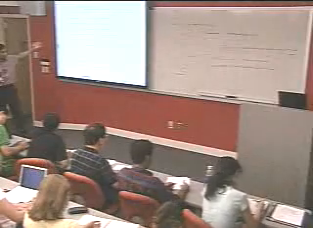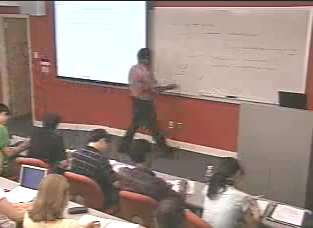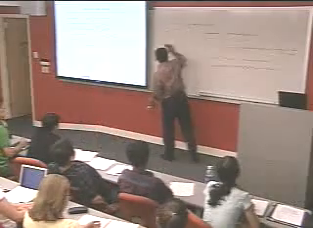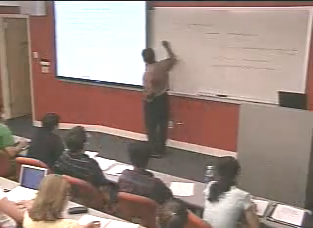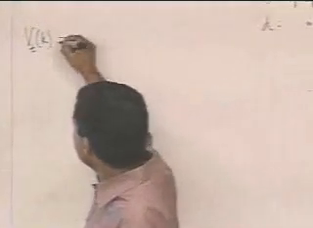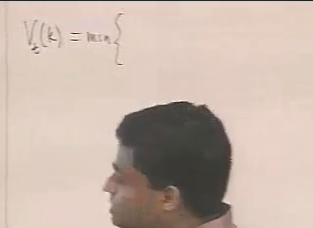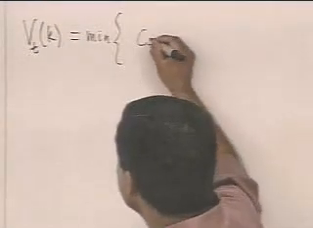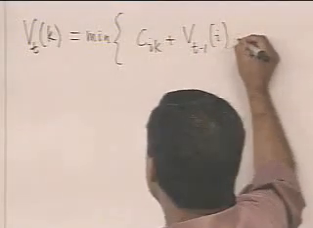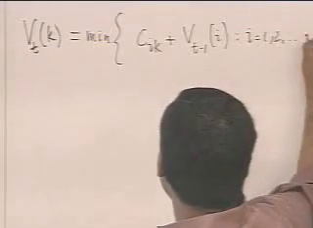So if I define my stages by looking at the number of edges in the path, and the state is simply all the nodes in that particular graph, then I claim that the relevant recursion that I'm after is this. Vt of k, which is the length of the shortest path from S to k using t or fewer edges, is equal to the minimum. And again, there will be some boundary conditions that we have to worry about. Cik plus Vt minus 1 of i, such that i takes values 1, 2, up through n.